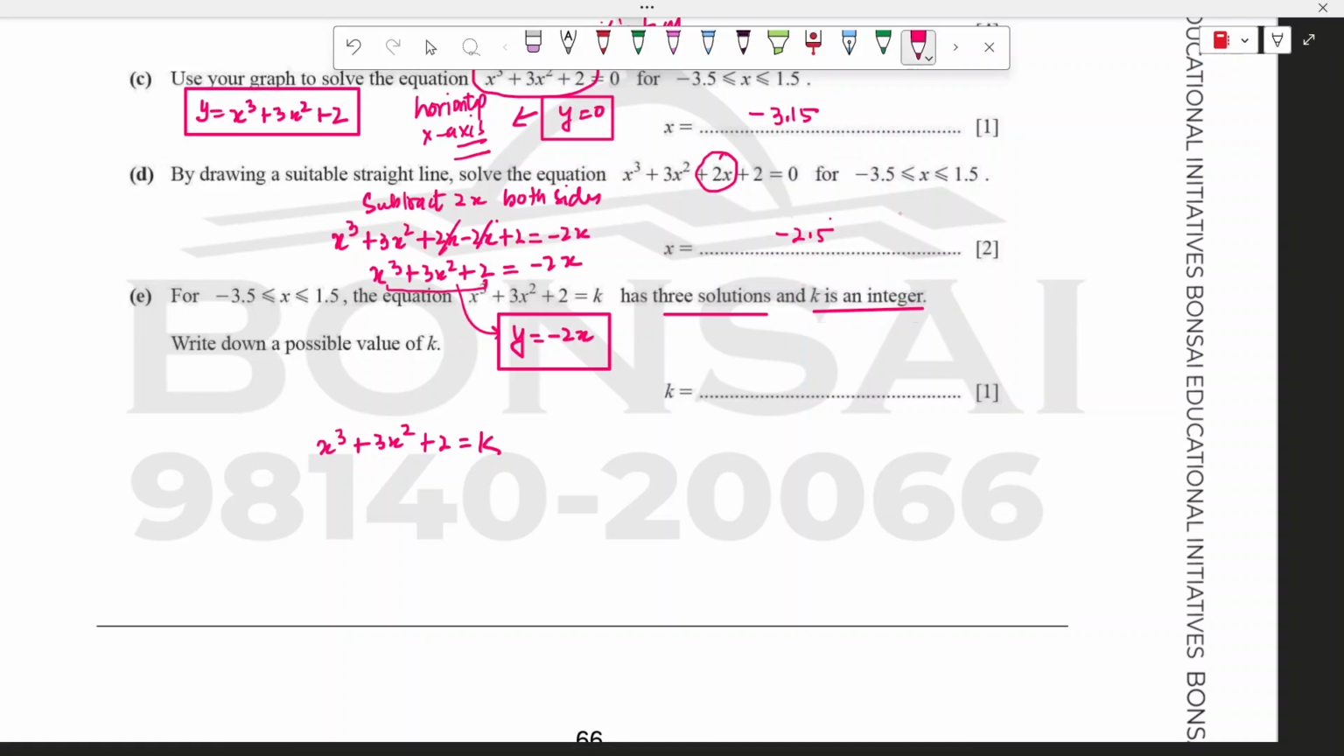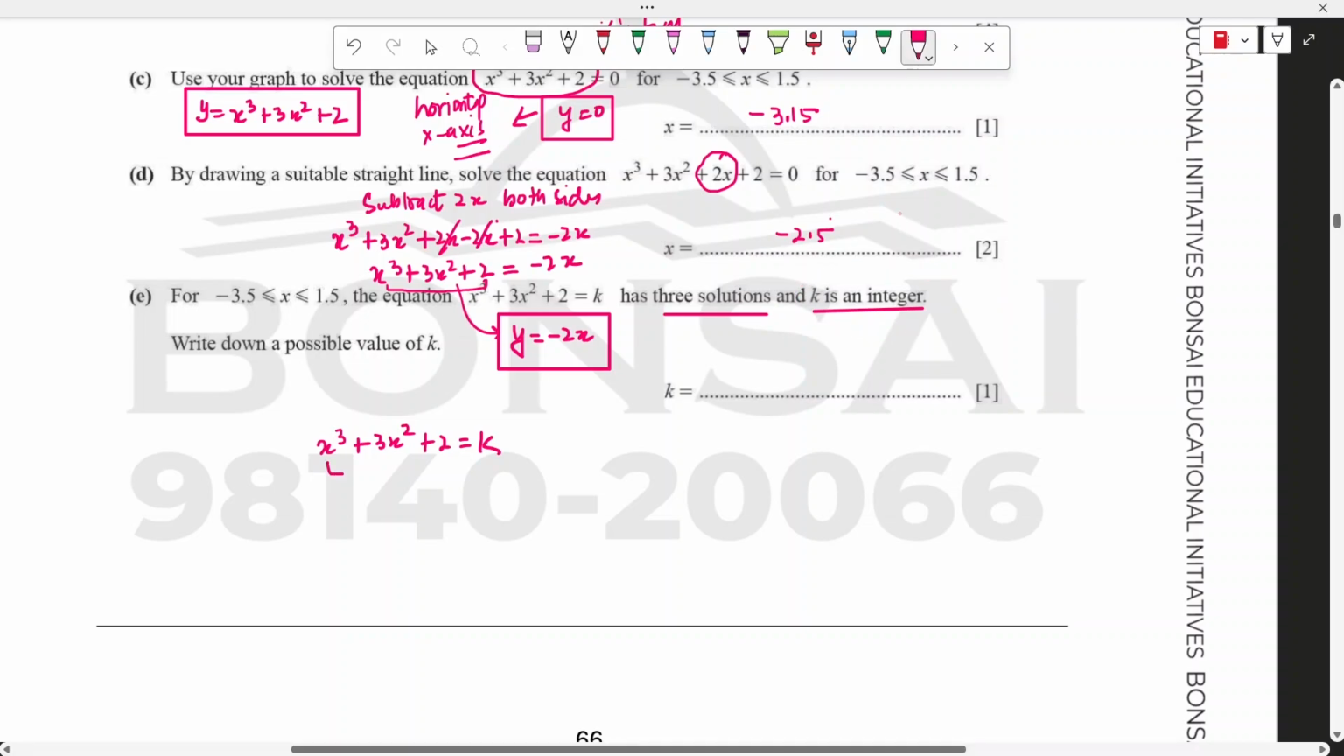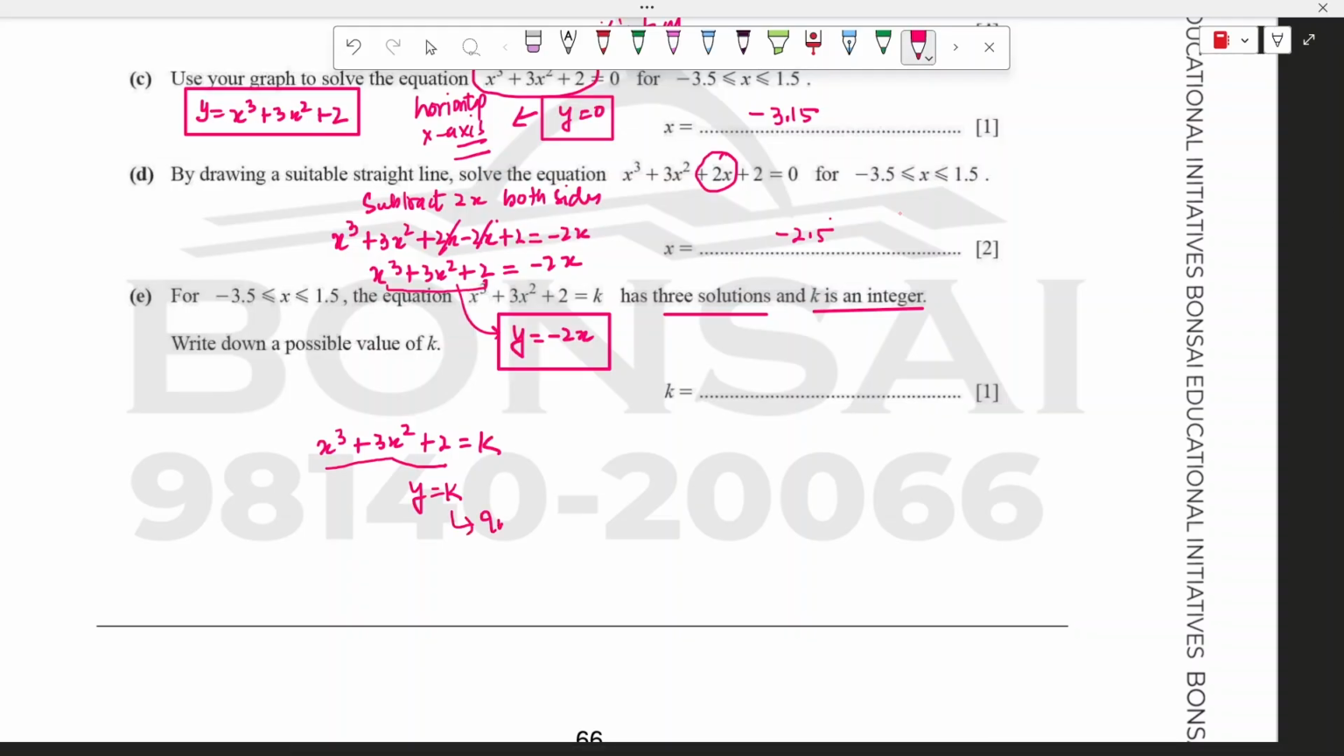And let us see what is happening here. So this is identical to the given function. So hence we can write these values as y equals k. So since k is an integer, it means y can be 0, y can be 1, y can be 2, y can be 3. But we have been given the condition that we should be having three solutions.